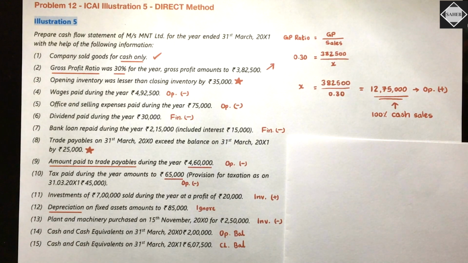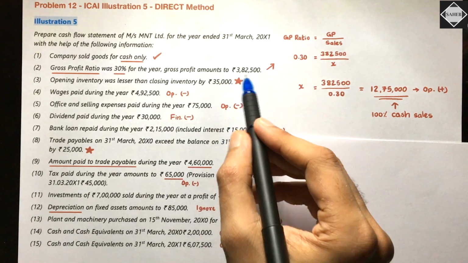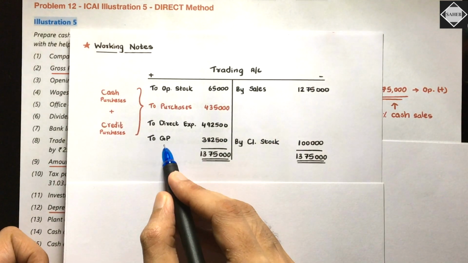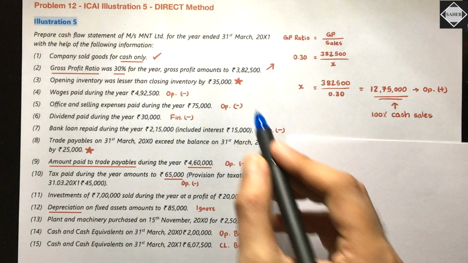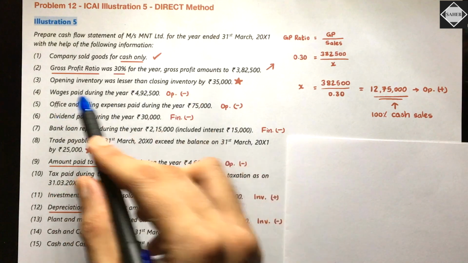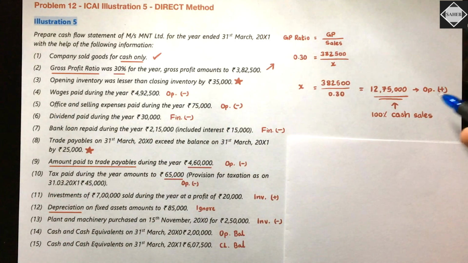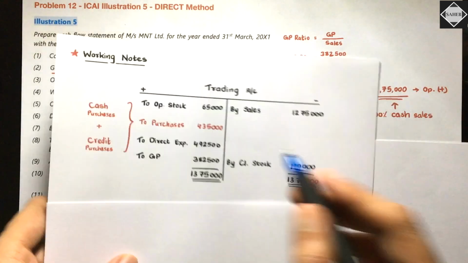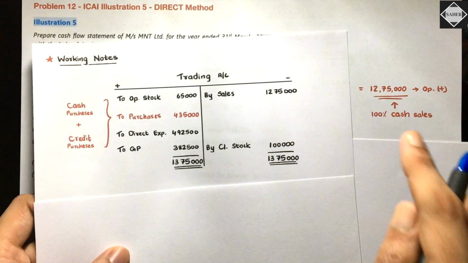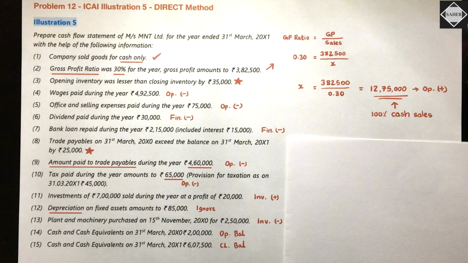It's really simple. What we have to do, we have to prepare the trading account. Okay, so trading account, you all know how to prepare it. It's really simple. See, they have told us the gross profit. So where the gross profit will come? Gross profit will come over here. See, trading account, gross profit, they have told 3,82,500. We have taken that. And then the question has also gave us the information about sales. So we found out the sales, and that was 12,75,000. So sales will come over here, 12,75,000. This is completely cash sales added in operating activity. Fine, no doubt about that.